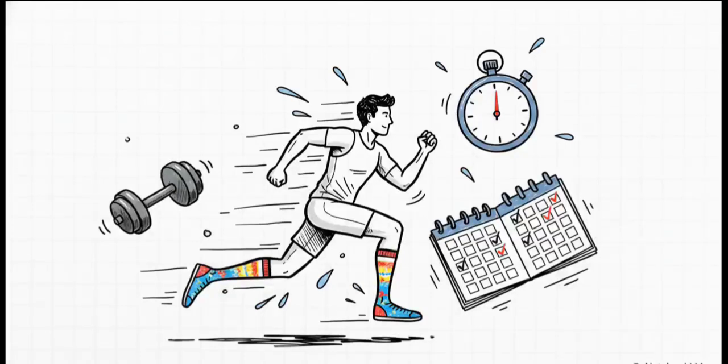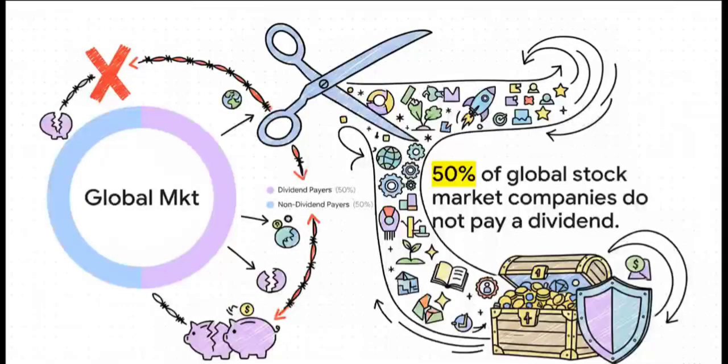It's kind of like noticing that all the fastest sprinters wear a specific brand of socks and concluding, oh, the socks make them fast, completely ignoring the fact that they all train at the gym 6 days a week. And there is an ultimate danger to purely chasing those dividend yields: the massive opportunity cost.